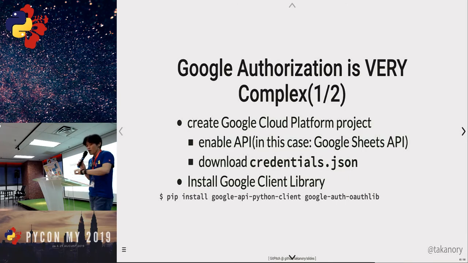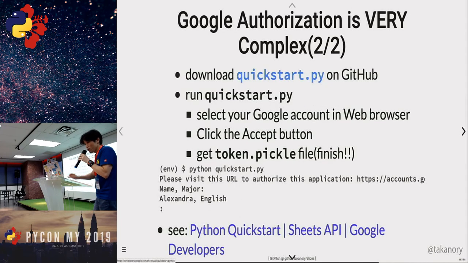But first, we need Google authorization, which is very complex. First, create a Google Cloud Platform project and enable the API. In this case, the Google Sheets API is enabled, and download the credentials.json file. Next, install the Google Client Library for authorization. And third, download the quickstart.py file from GitHub.